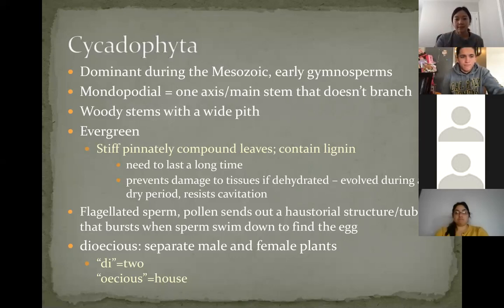So they do have flagellated sperm. Their pollen will essentially send down a haustorial structure or tube that'll burst when sperm swim down to find the egg. But their sperm is still flagellated. They are mostly dioecious, meaning that they have separate male and female plants, meaning they're going to produce a separate male spore and a separate female spore. So di meaning two, ecious meaning house, two houses, two separate plants.